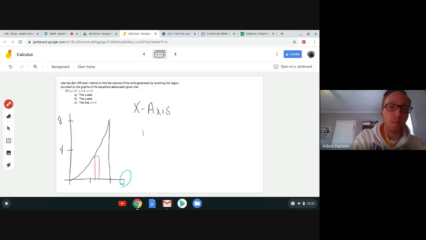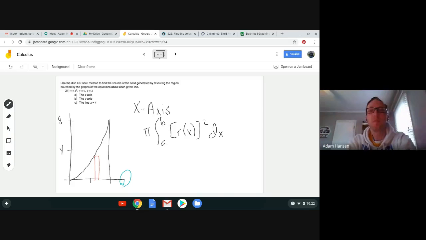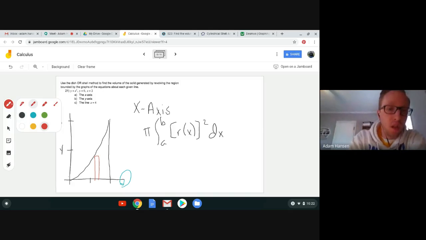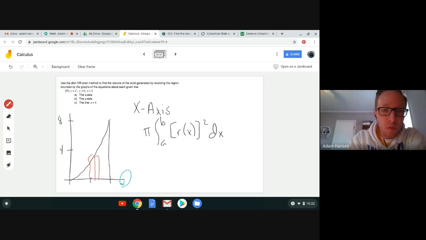So some reminder here, some kind of from last week. The volume using the disk method is pi times the definite integral from a to b of the radius in terms of x, because we're doing a horizontal axis of revolution, the radius in terms of x squared dx. What would that radius be?